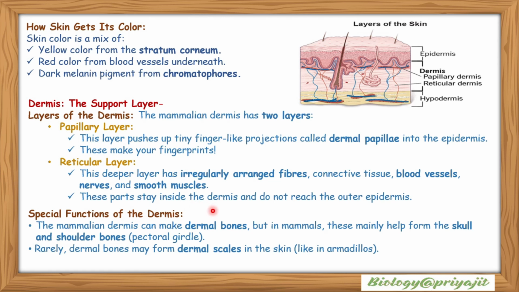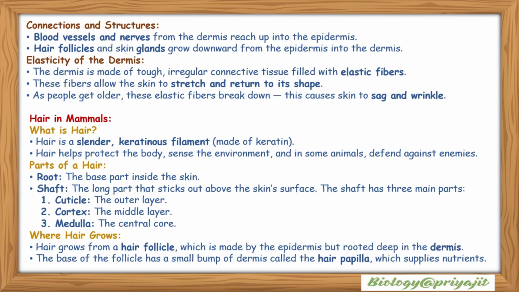Special functions of the dermis. The mammalian dermis can make dermal bones, but in mammals these mainly help form the skull and shoulder bones, or pectoral girdle. Rarely, dermal bones may form dermal scales in the skin, like in armadillos. Connections and structures: blood vessels and nerves from the dermis reach up to the epidermis. Hair follicles and skin glands grow downward from the epidermis into the dermis layer.